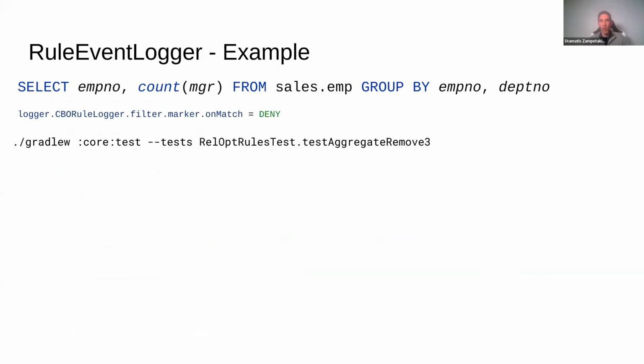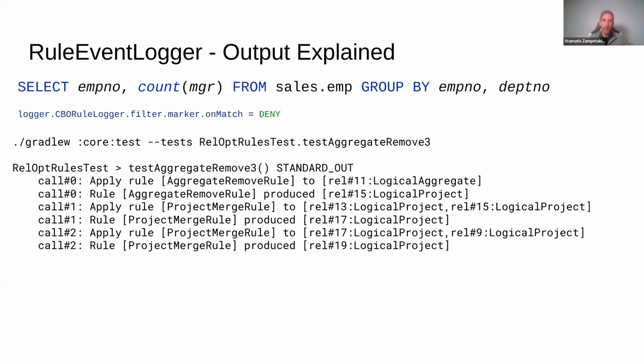So let's see how this actually looks in practice. I took a very simple example from the Calcite unit test suite: RelOptRulesTest, aggregate remove. For the moment, let's assume that we don't have the full plan marker, so we just have the plain default logging. If we enable the debug logging and run it, what we are going to see in the standard output is this. The logs are pretty straightforward to understand.